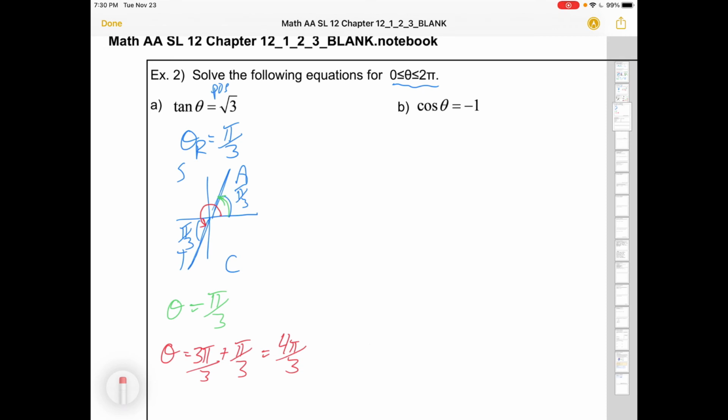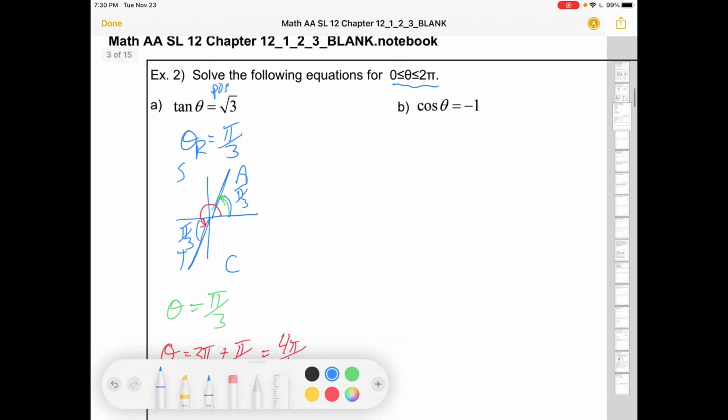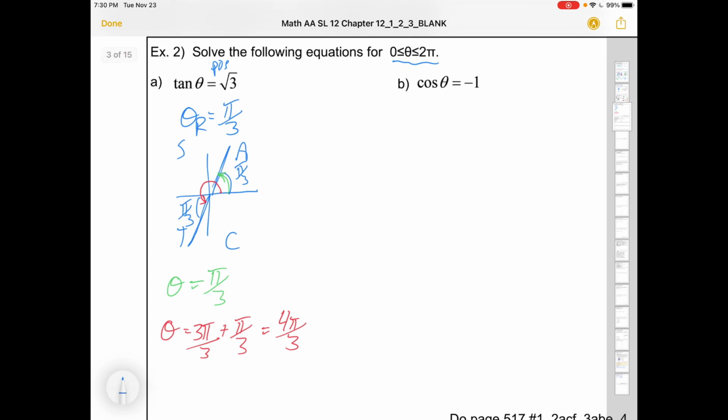Okay, one thing to notice about tangent graphs, and it's not a big deal, but if you want a little shortcut, is for tangent graphs, we already know that their functions recur every pi units. So on tangents, it turns out that if you find the first one, then for a basic tangent graph, the next solution is just going to be pi units later, which is what we found, pi plus pi over 3.